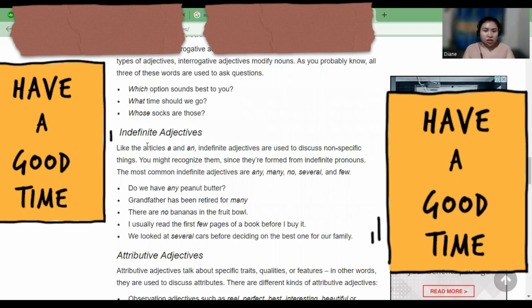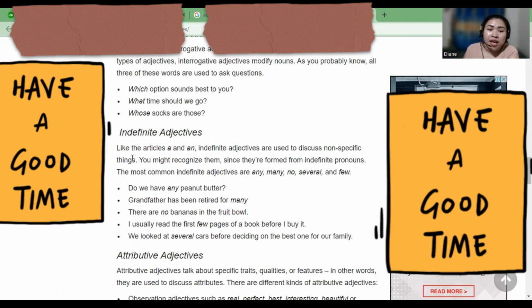Now let's move on to the 7th type, indefinite adjectives. What are indefinite adjectives? Like the articles a and an, indefinite adjectives are used to discuss non-specific things. You might recognize them since they're formed from indefinite pronouns. The most common indefinite adjectives are any, many, no, several, and few.